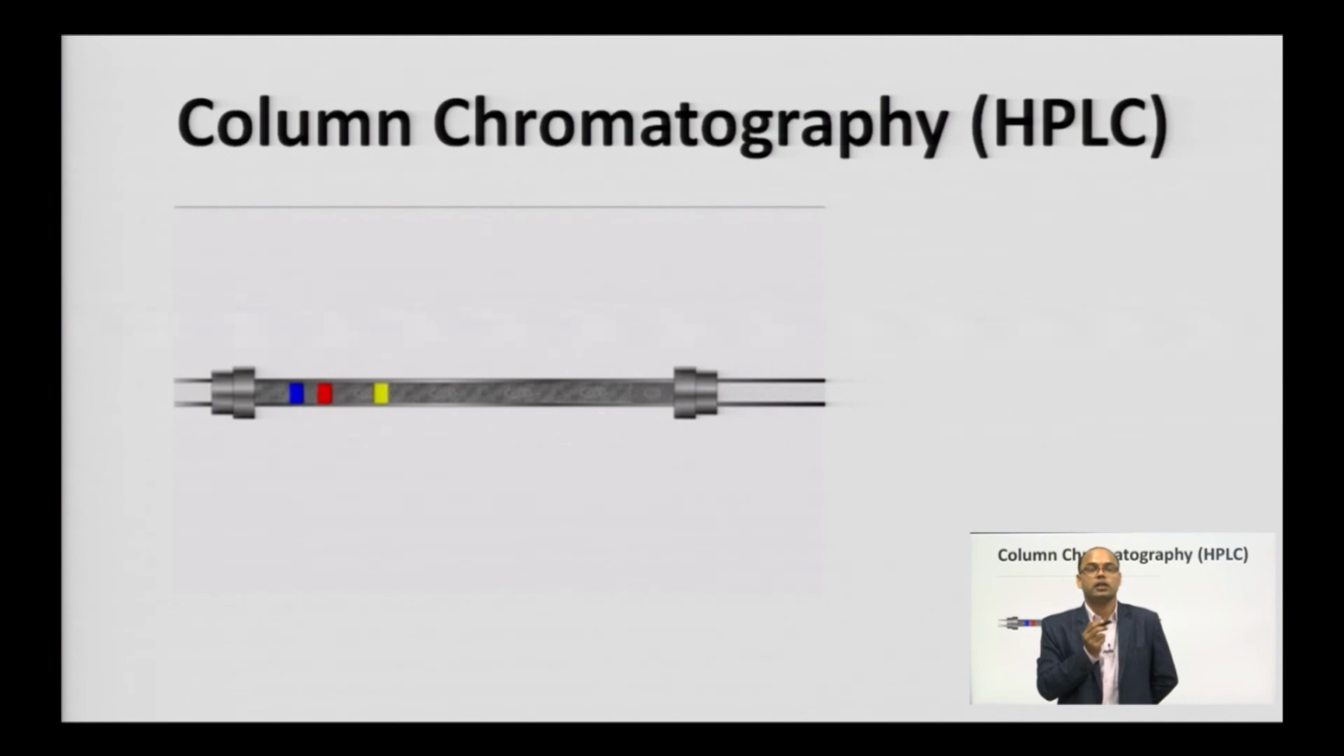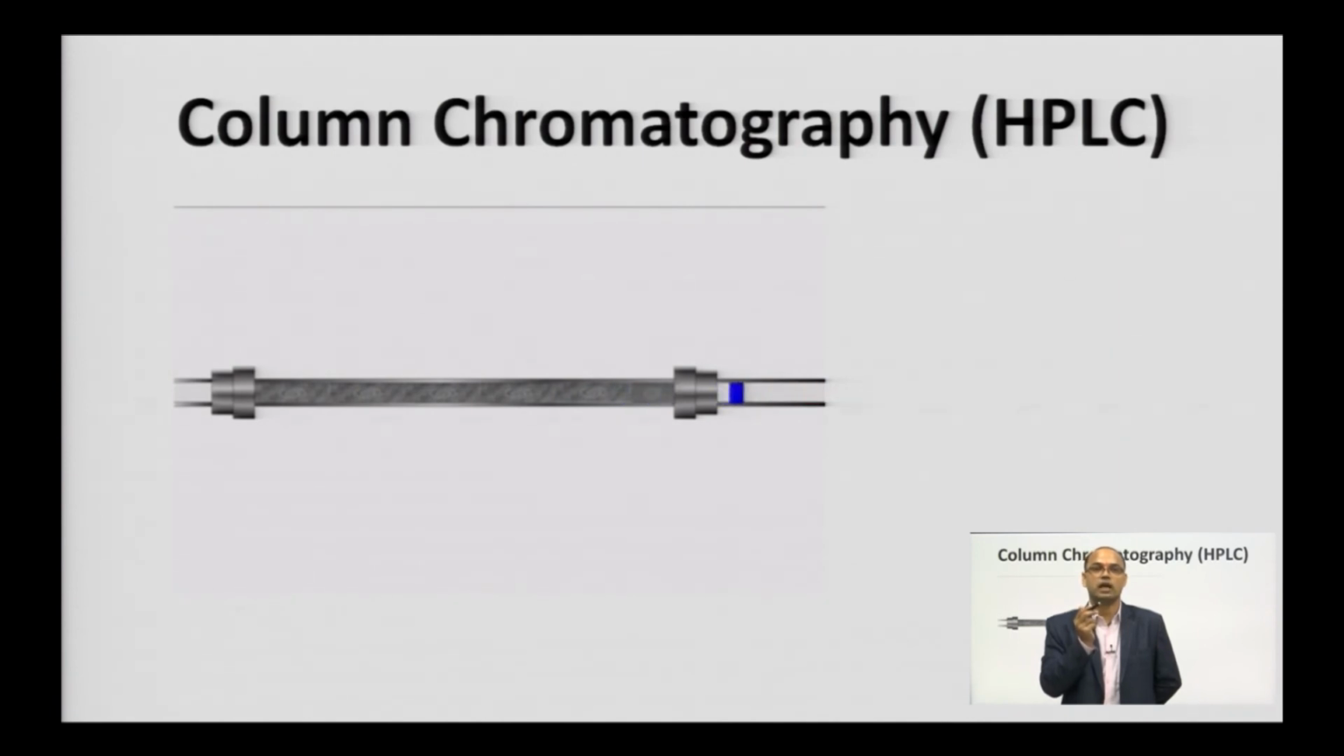This is another image, another animation. You can see that the yellow compound is eluted first, then the red compound, and at last the blue compound is separated through the column. In the same manner, the column of HPLC which we use functions. So what happens when you inject the mixture? It flows with the mobile phase, and along with the mobile phase the components move, but the component having a high affinity for the stationary phase moves at a very low speed.